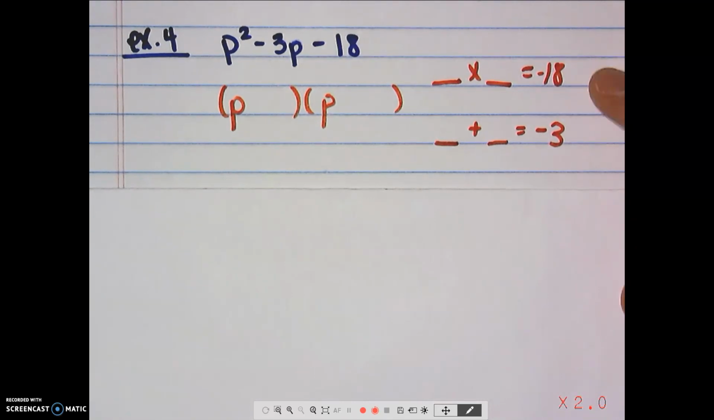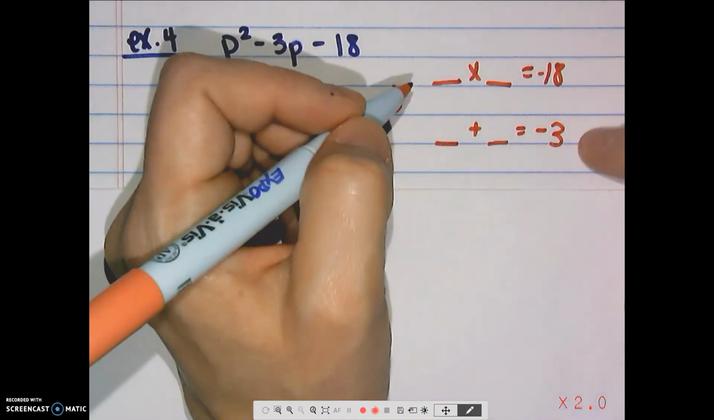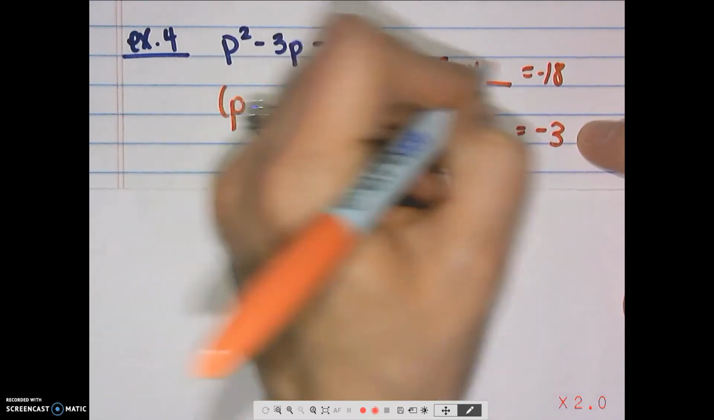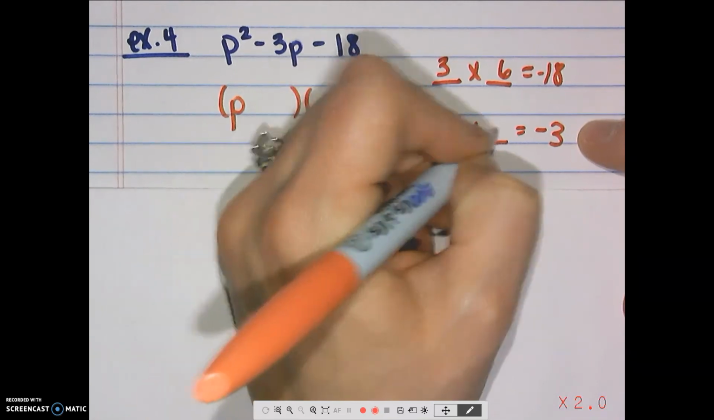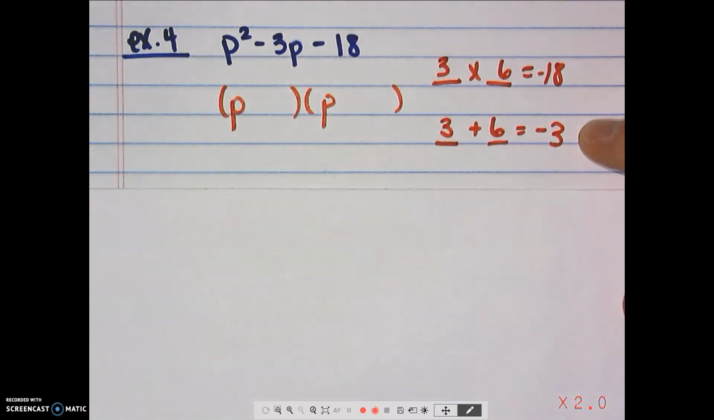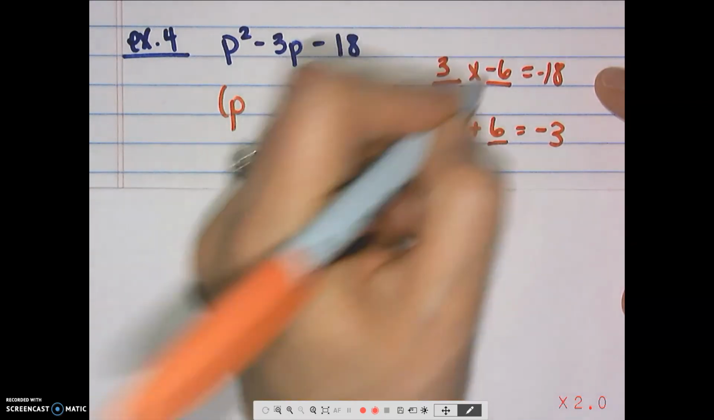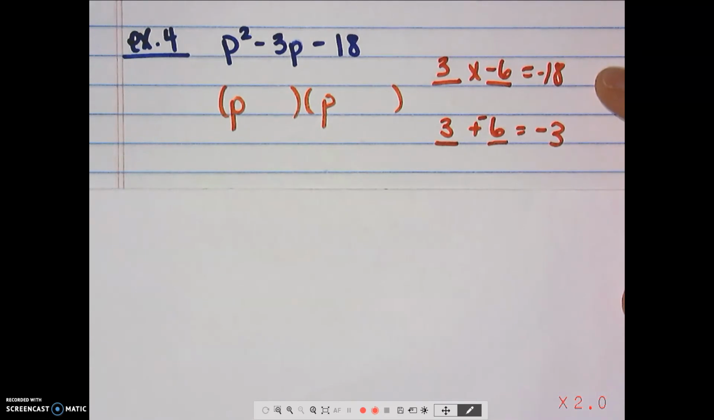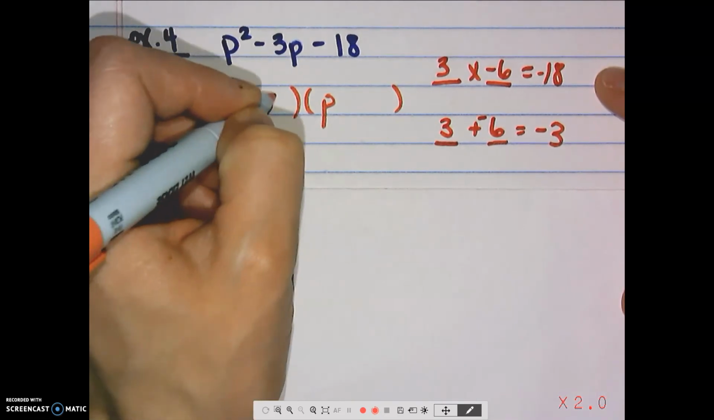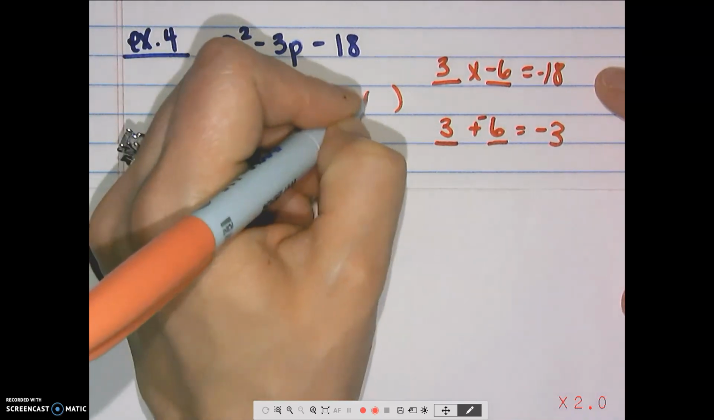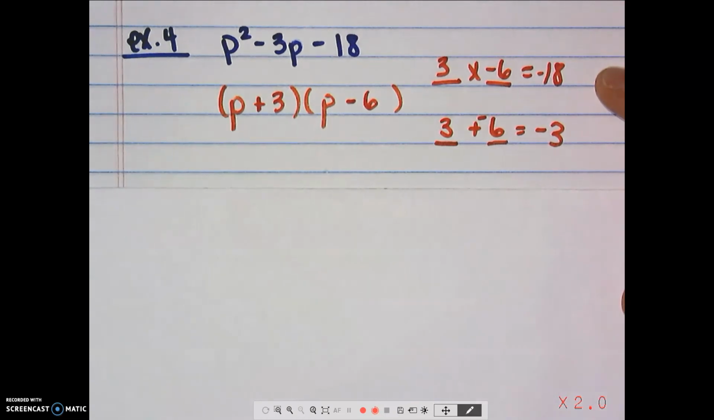So thinking of all of our factors of 18, the ones that are going to be 3 spaces away from each other are going to be 3 and 6. But in order to make them add to a negative, one of our numbers needs to be negative. So that means that our 6 needs to be negative. So we need a p plus 3 and p minus 6. And when you multiply those together, you do get the original question.